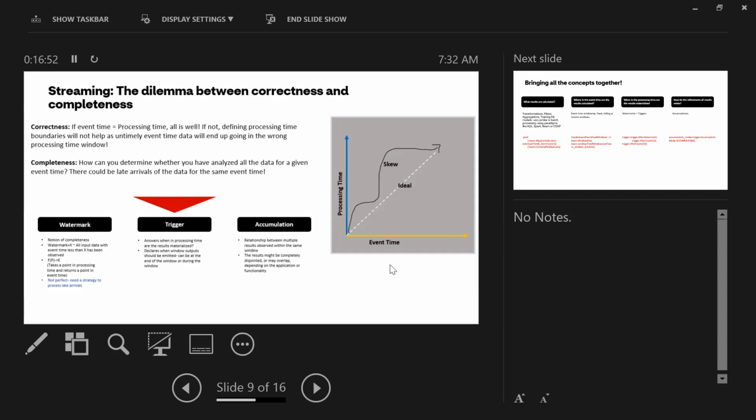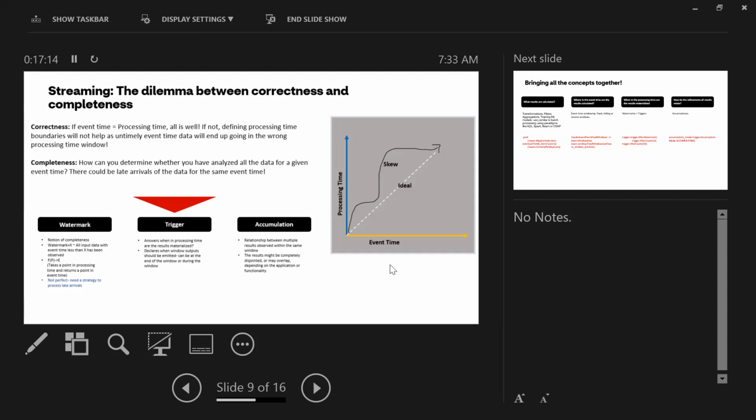And then comes accumulation. So do you want to accumulate your game scores within those 10 minutes, or do you want to take the latest one? Do you want to discard everything else? Accumulation has to do with the state. And the moment we use the word state here, our pipelines start becoming expensive because we need to store the state somewhere. So those are the three concepts.